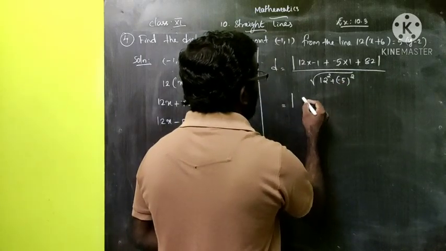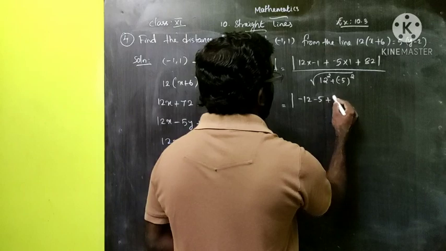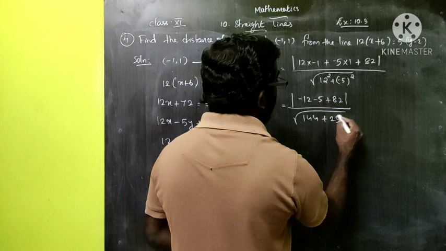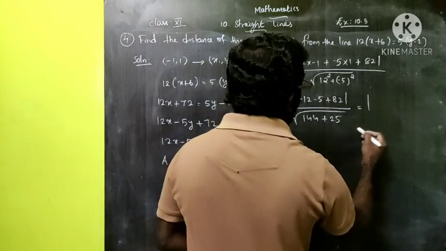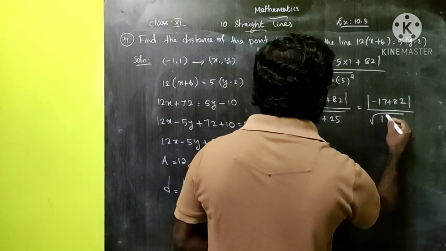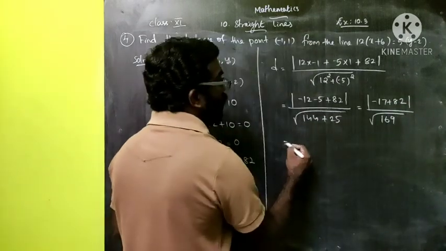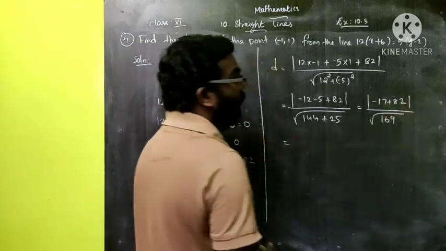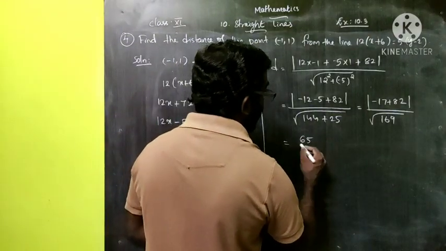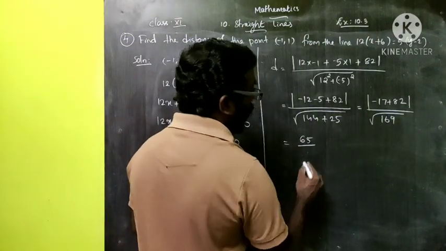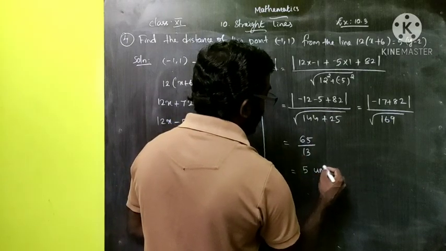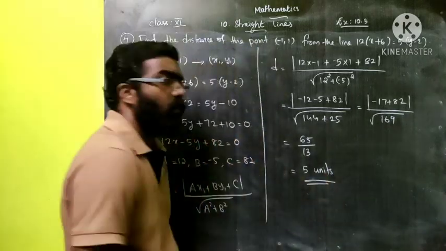Which is equal to modulus of minus 12 minus 5 plus 82 divided by root of 144 plus 25. And which is equal to modulus of minus 17 plus 82 divided by root of 169. And 82 minus 17 is 65. Modulus of 65 is 65 divided by root 169, which is 13. And 65 by 13 is 5. So the distance is 5 units.